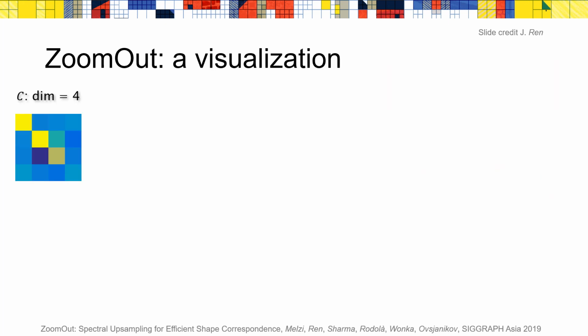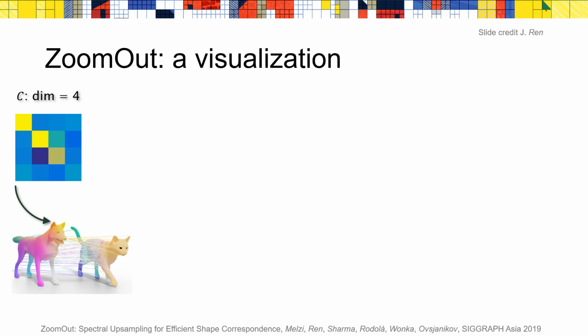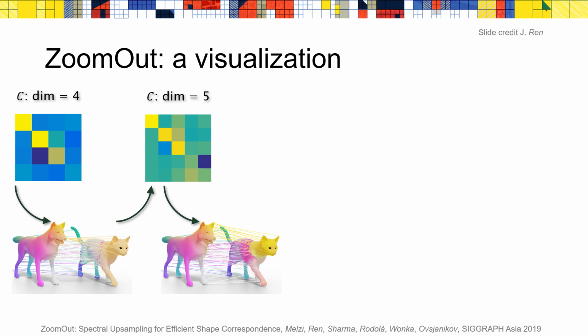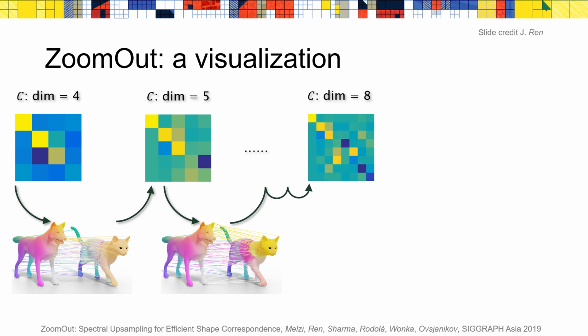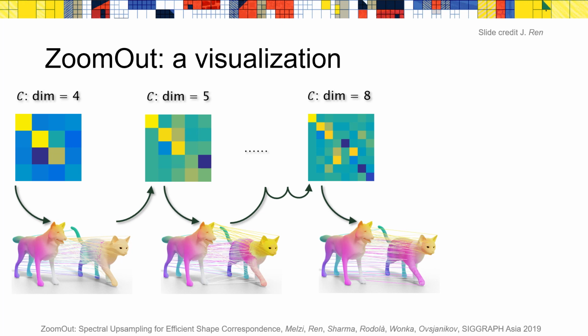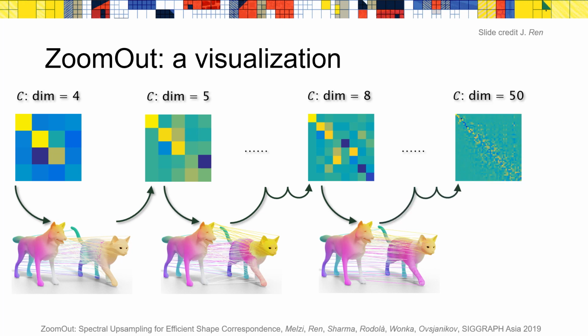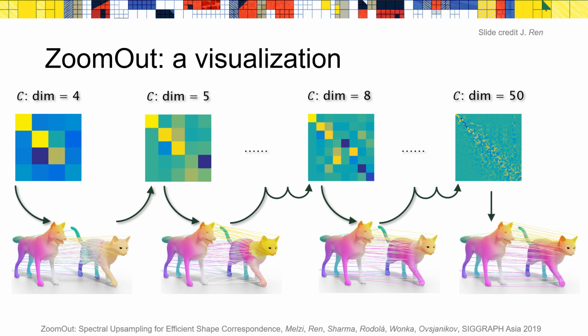So let me give you a visualization of the zoom out idea. We can start with an initial map of size k that corresponds to a point-to-point map between two shapes. Then we can convert this point-to-point map into a functional map of size 5 and do that iteratively. We can convert back to a point-to-point map and then to a functional map, reaching higher and higher dimensionality of the functional map. And this will provide us a more precise point-to-point map. So as you can see, with size 50, we can obtain a more accurate point-to-point correspondence between the two shapes.